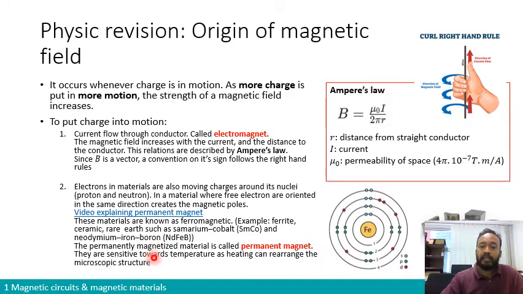The permanently magnetized material is called a permanent magnet, and one caveat is that they are sensitive to temperature. When you heat a material, the atoms keep on moving and vibrating, and it can rearrange the microscopic structure. If they are rearranged and not oriented in the same direction, then the magnetic fields will cancel each other, and it becomes non-magnetic, right? So a permanent magnet, you cannot heat it up beyond a certain temperature, or else you will demagnetize it. So that's the origin of magnetic field.